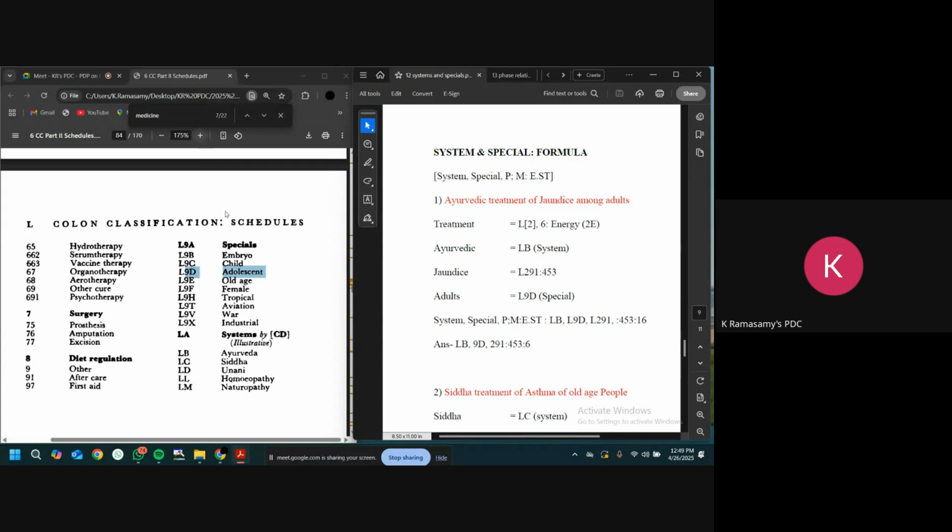Then comes, what about the jaundice number? I went and searched for jaundice. I got this number, L291:453 for jaundice. I got the answer. Okay. Then comes the treatment. Treatment means second round energy, colon 6. With all this, I'm going to coin the number.